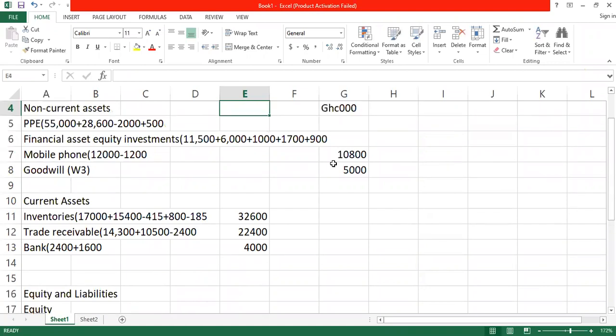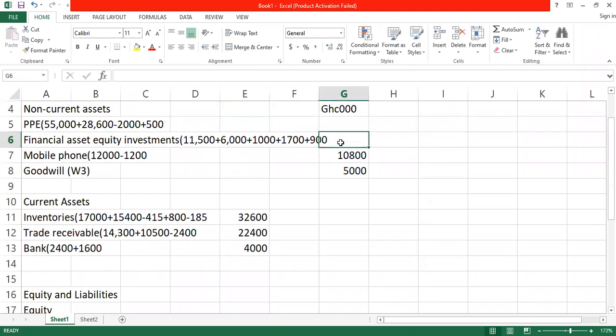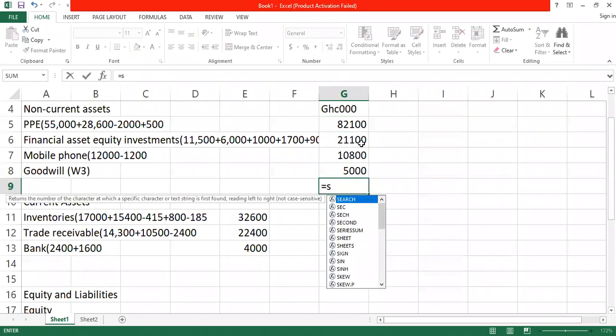Goodwill is 5,000. Let's come to our financial assets. 11,500 plus 6,000 plus 1,000 plus 1,700 plus 900. 21,100. Let's come to our PPE. 55,000 plus 28,600 minus 2,000 plus 500. We have 82,100. So let's total and see.